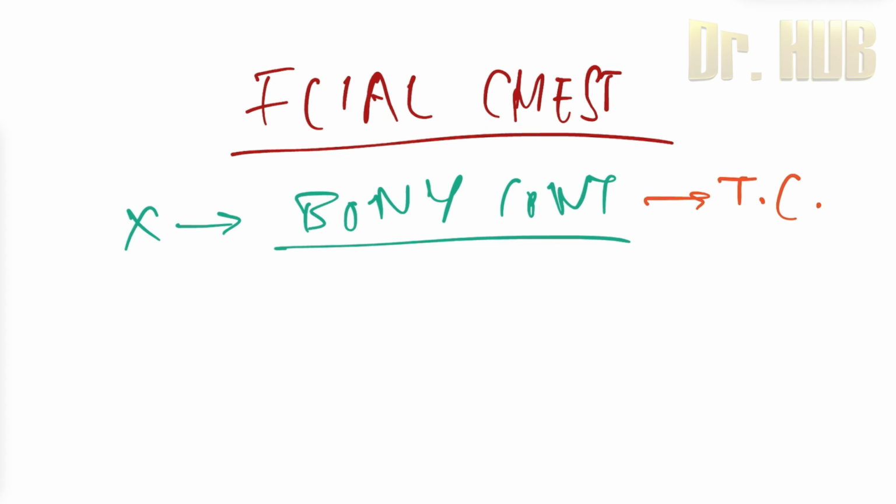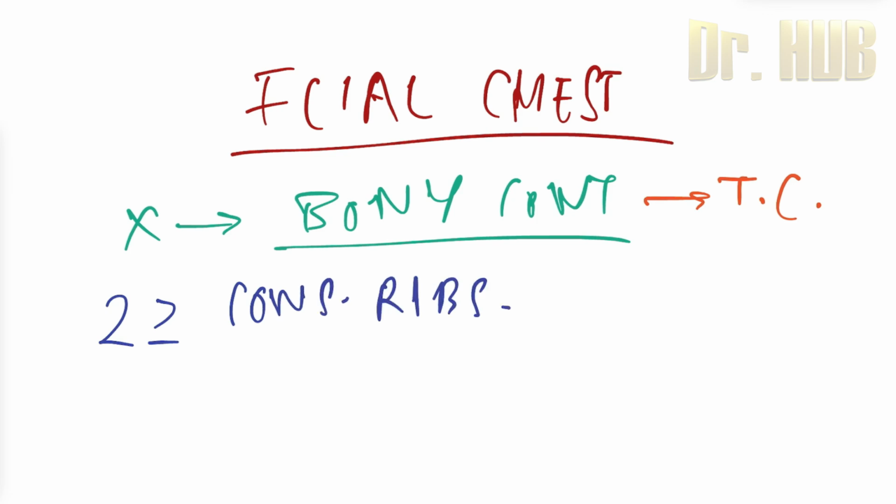The cause is the fracture of two or more consecutive ribs, in two or more places, as per the ATLS 10th edition. It is often associated with pulmonary contusion.